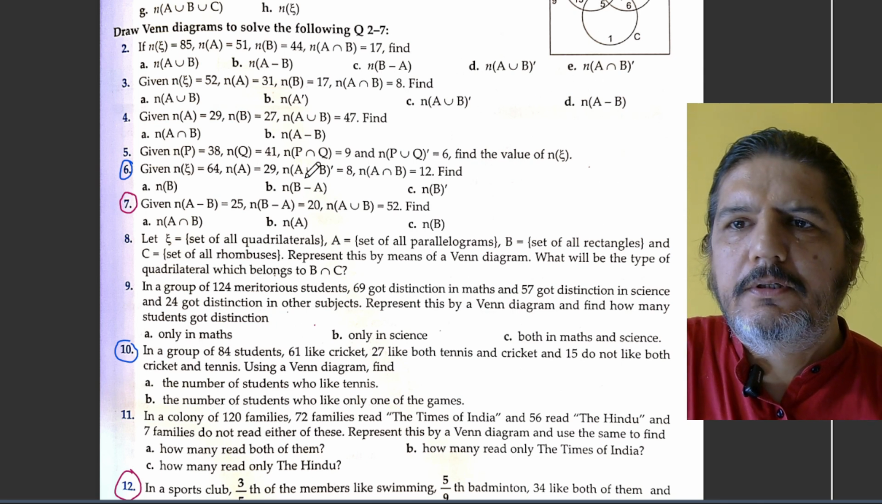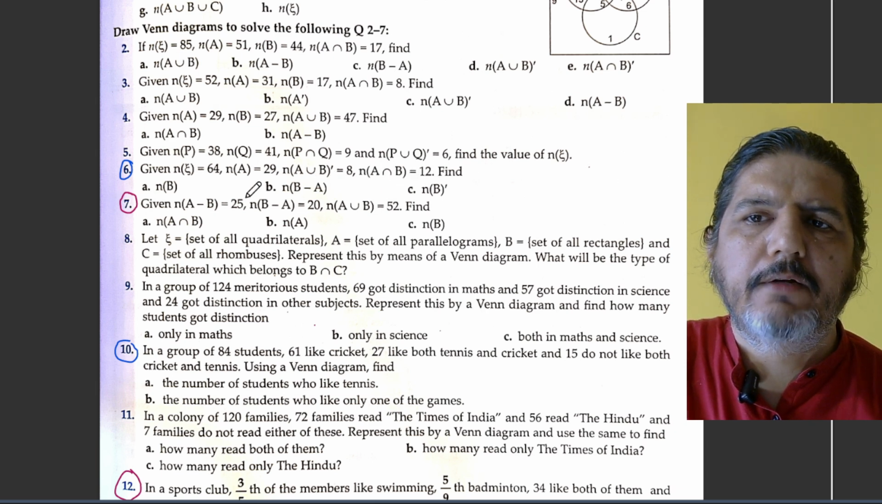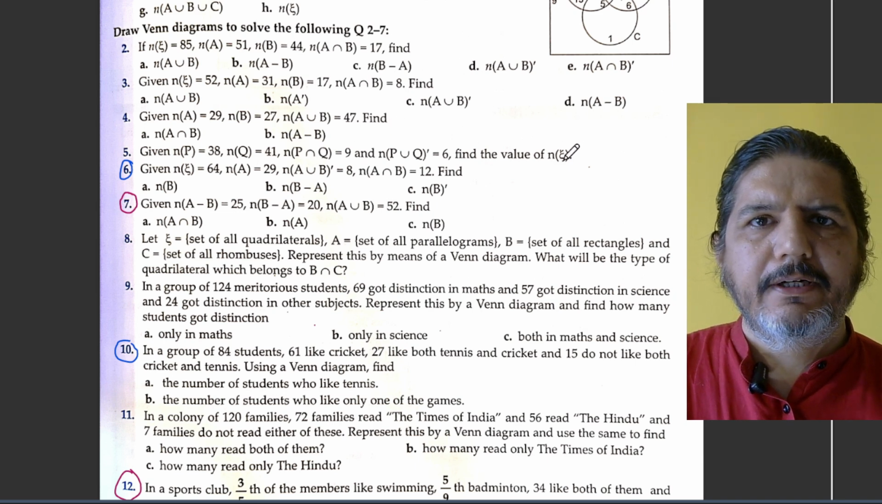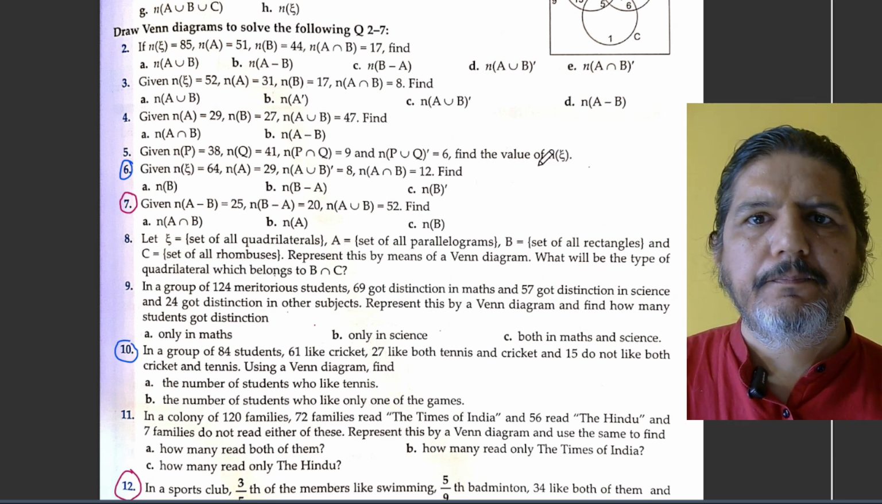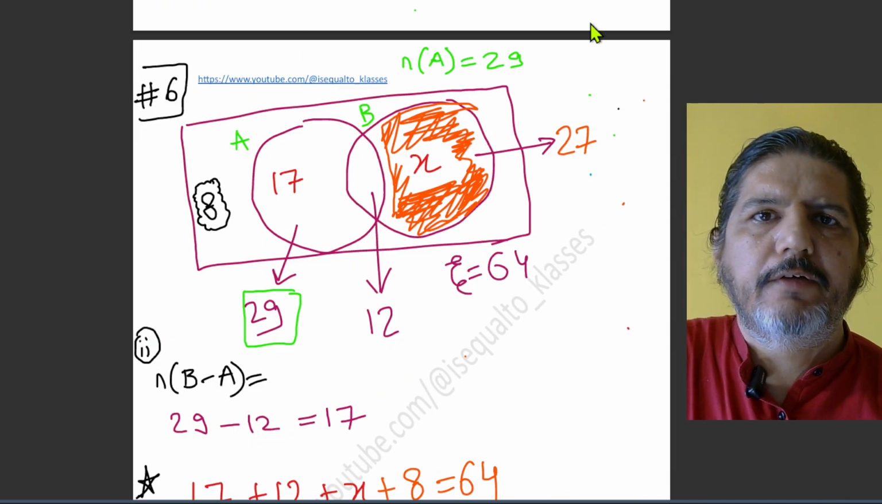Look at the first question. Given n of xi is equal to 64, n of A is 29, n of A union B complement is 8, and n of A intersection B is equal to 12, find these things. The first thing that we'll do is draw a Venn diagram and put the values there. This is the solution I've made.